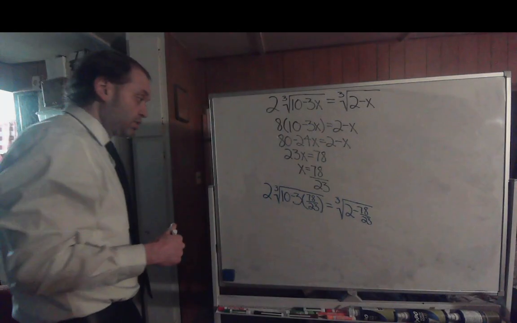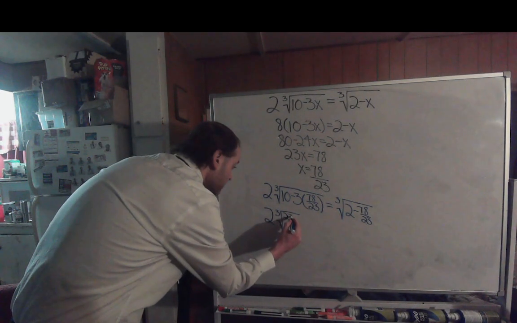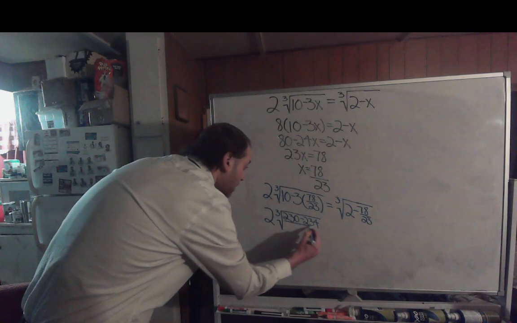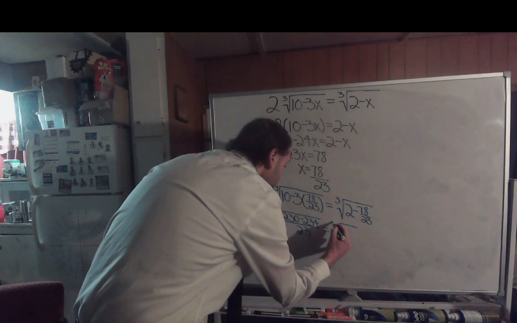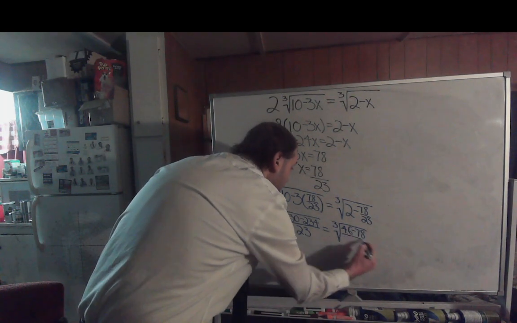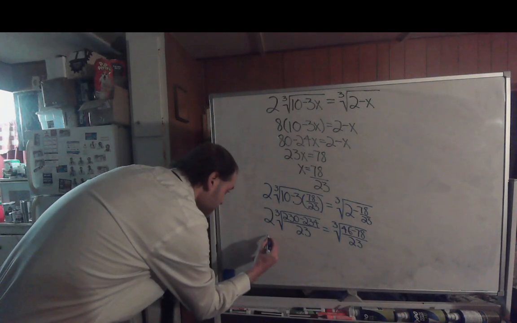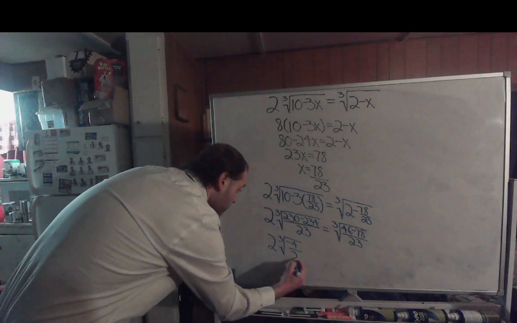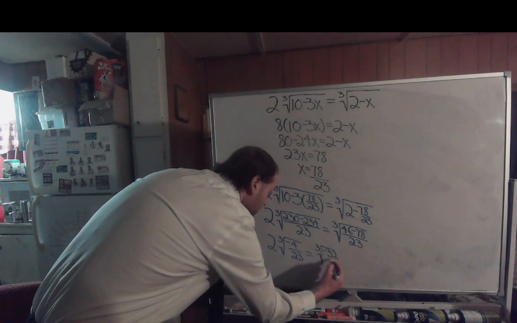That's 234. So this will turn into 2 times the cube root of 230 minus 234, all over 23, would be equal to the cube root of 46 minus 78 over 23, which is going to simplify into 2 times the cube root of negative 4 over 23 equal to the cube root of negative 32 over 23.